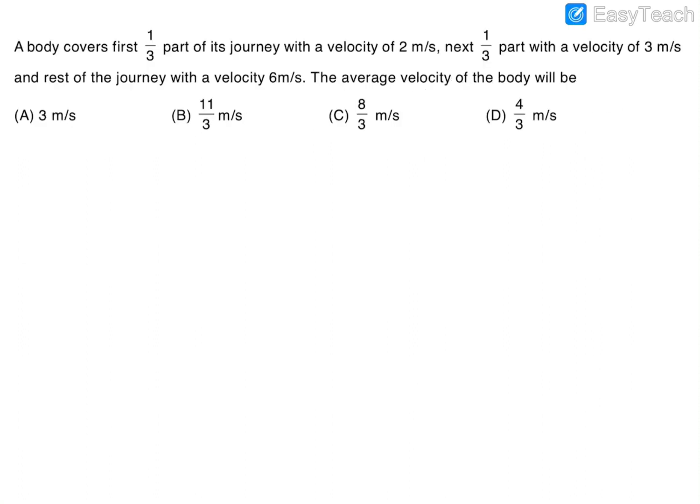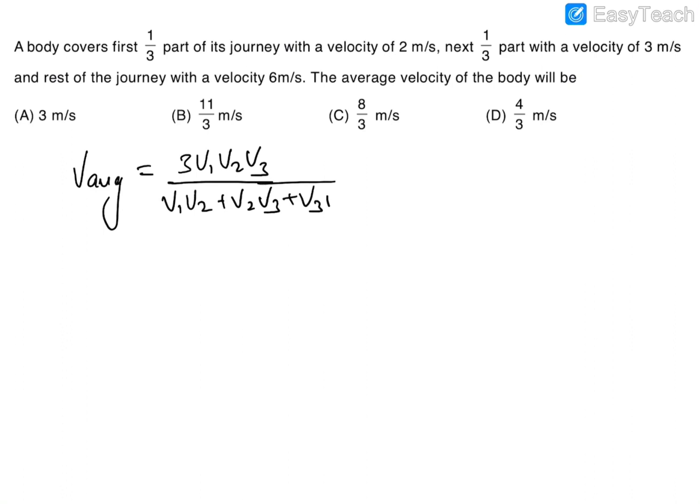Now in this question you can see that a body covers the first 1/3 part of its journey with velocity 2 and the next 1/3 part of the journey with velocity 3 and the rest of the journey with velocity 6. So in this case the total distance is being divided into 3 equal parts and 3 different speeds are given. So we already know that in this case the average speed would be 3 v1 v2 v3 upon v1 v2 plus v2 v3 plus v3 v1.